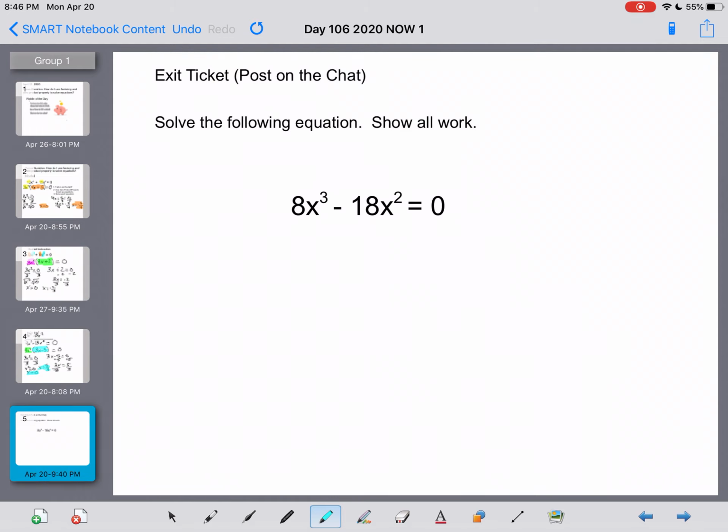All right, so two things you're going to post in the chat today. I'm going to actually set up two different threads. First, you're going to have the exit ticket. Solve the following equation, show all work. What is the solution to 8x to the third minus 18x squared equals 0? Post that on the chat, and also remember to post the answer to the riddle.